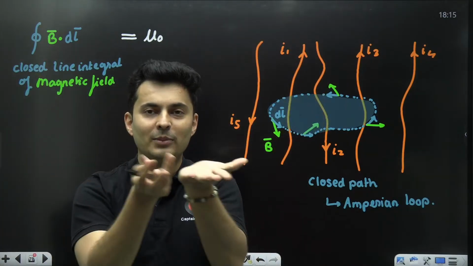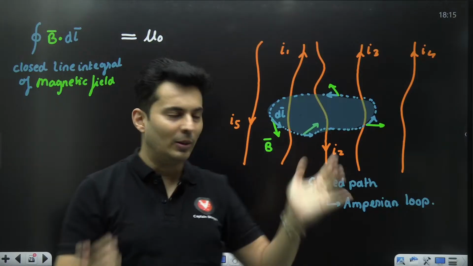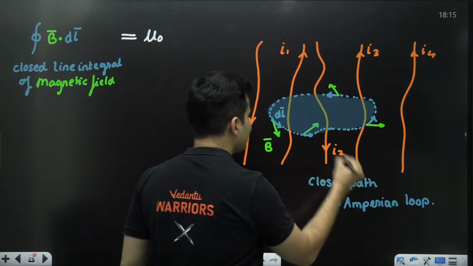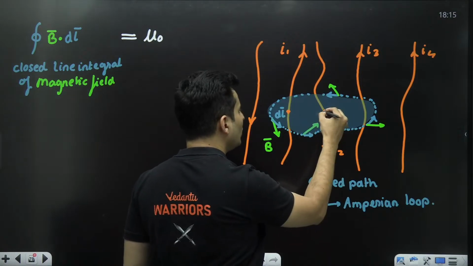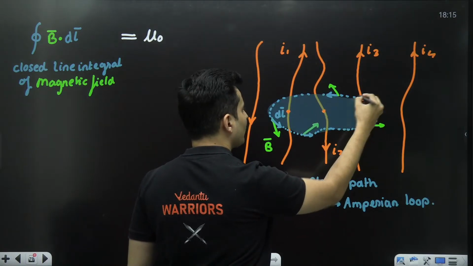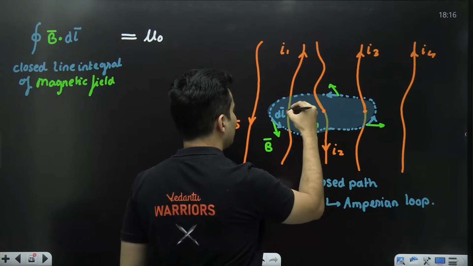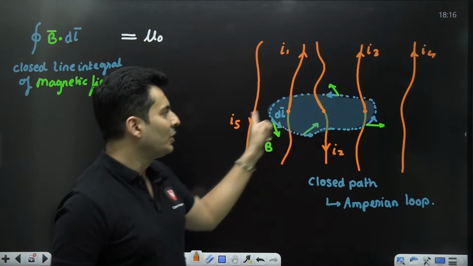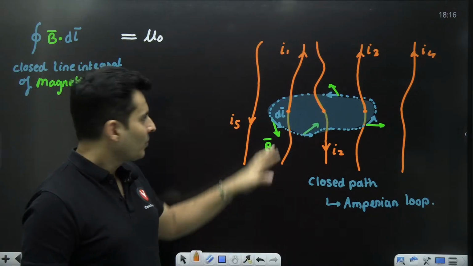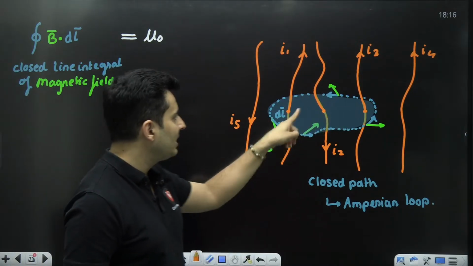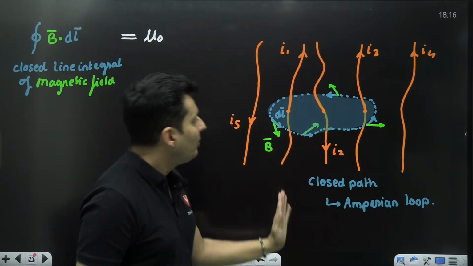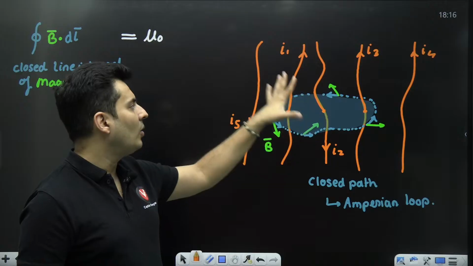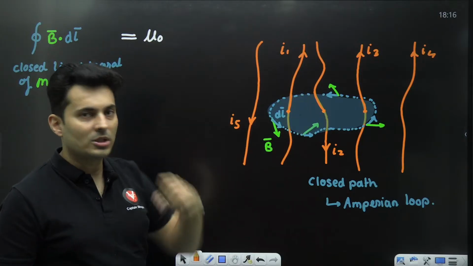A soapy film, a thin layer, will be formed, and that is how you can visualize which currents are cutting through, are piercing through that particular soapy film, or that Amperian loop. So these currents are basically the currents passing through this imaginary path. These currents are also called enclosed currents.